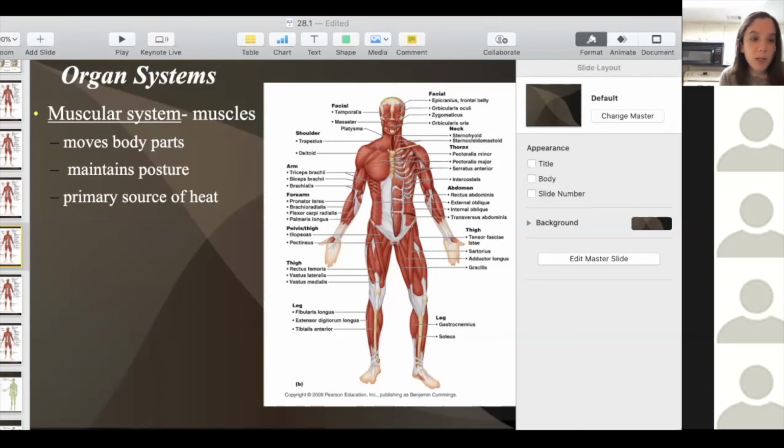Muscles are a primary source of heat. So the main heat source in your body are the muscles. And that's why when you shiver, you warm up. By shivering, you activate your muscles, you make them move. And by moving your muscles around, you emit a lot of heat that can warm you up.